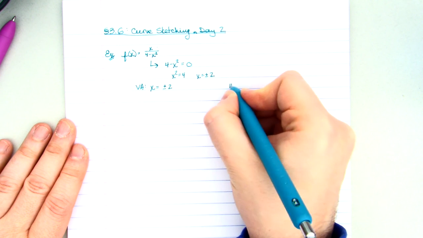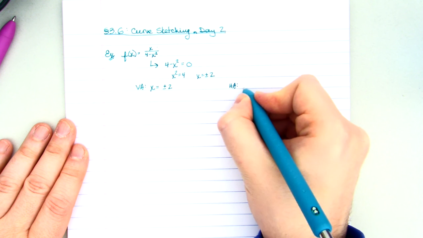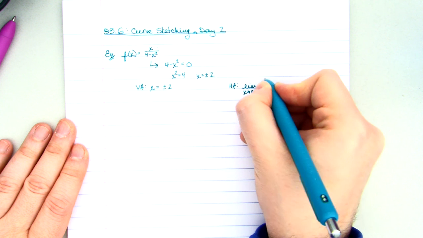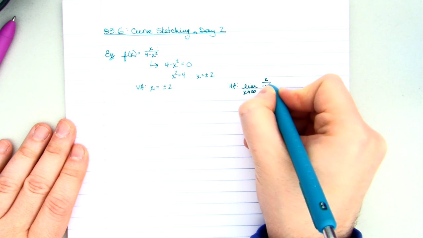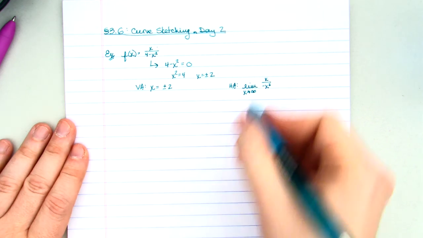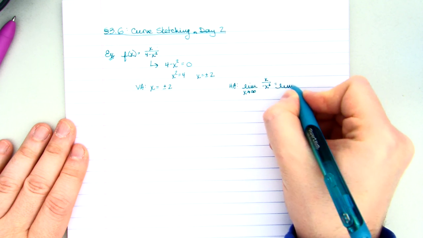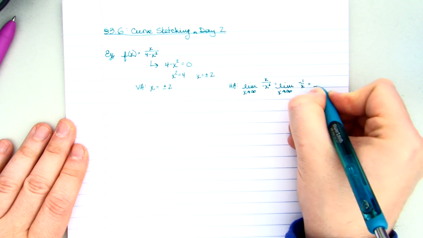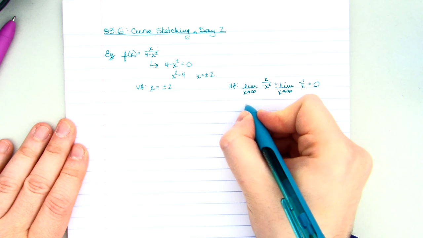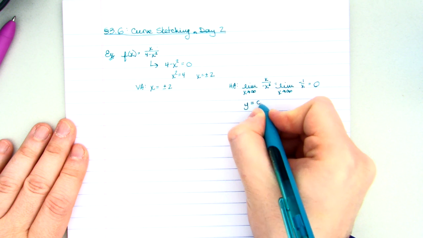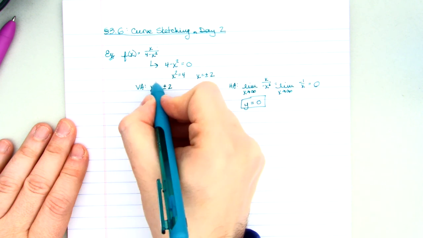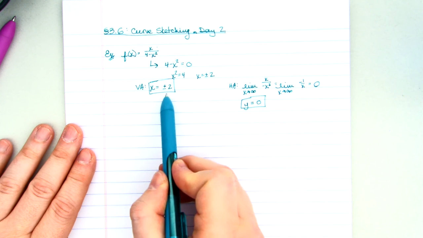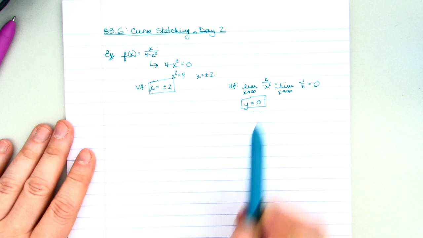As for the horizontal asymptote, I'm going to do the limit as x approaches infinity of x over negative x squared, leading term of the top over the leading term of the bottom. This is the limit as x approaches infinity of negative 1 over x. That's going to give me 0. I would get the same thing if I did the limit as x approaches negative infinity. So I've got a horizontal asymptote at y equals 0. Vertical asymptote, x equals plus or minus 2. Horizontal asymptote, y equals 0.